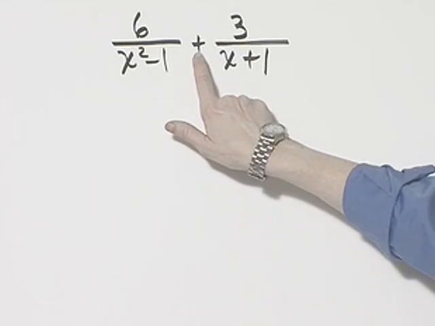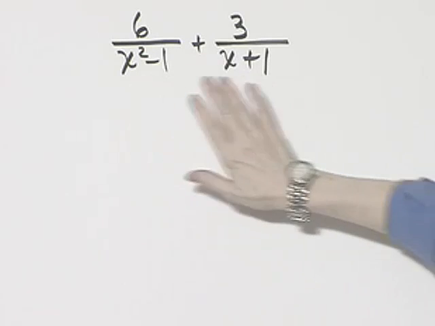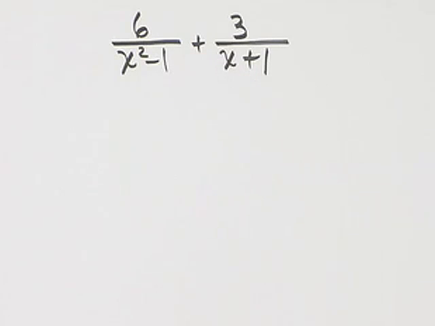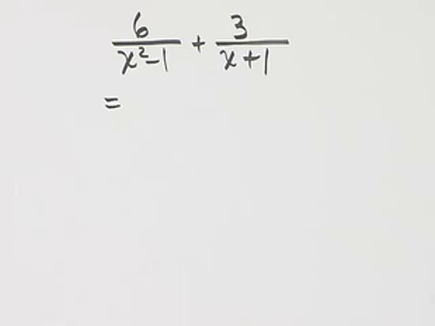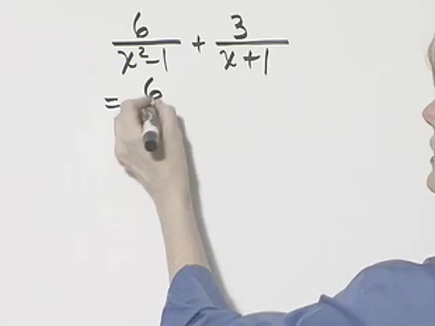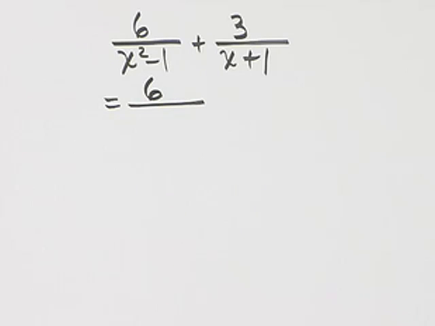This operation is addition. That means the denominators have to be the same before we can combine these rational expressions. So let's look for the least common denominator. To do so, completely factor your denominators.